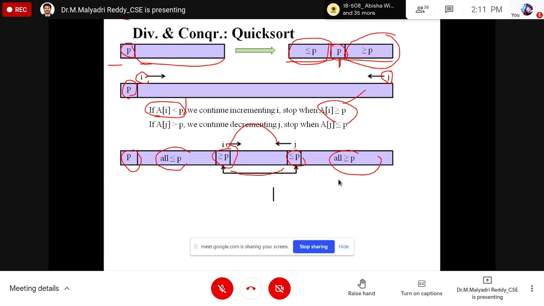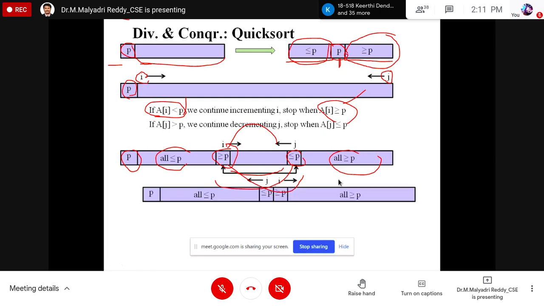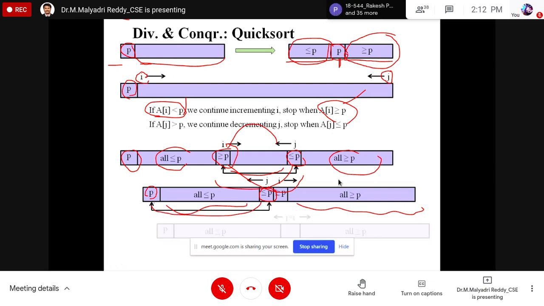All the elements will be swapped, so automatically the smaller elements come to the left side and the greater elements go to the right side. This is the process. At the end, I have to identify the pivot element, smaller elements, greater elements. These are all the greater elements. When you cross the limits, the i value moves past the j, and then this element is swapped with this one. That means the P element is sorted already.